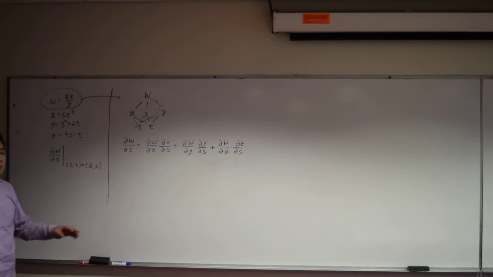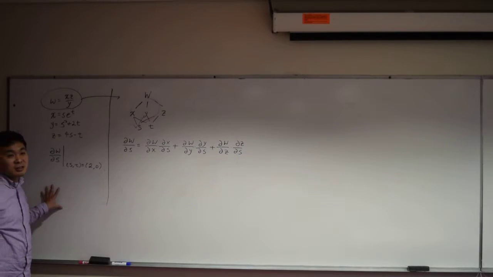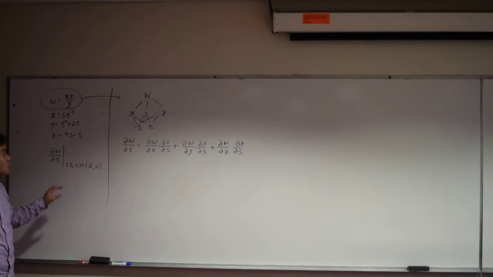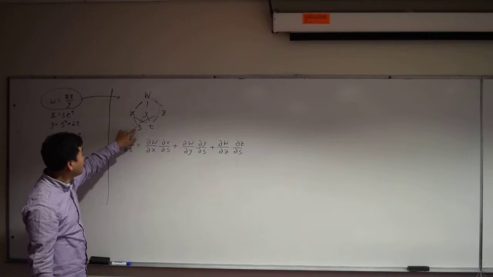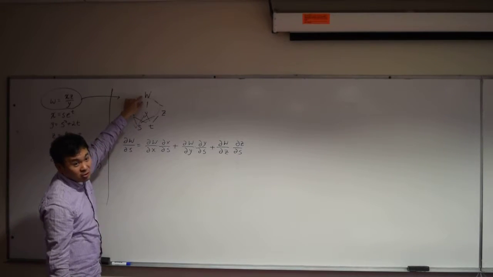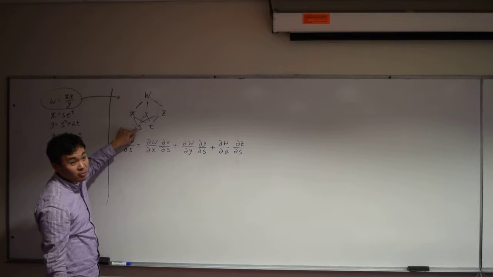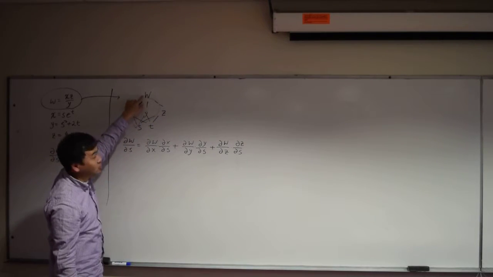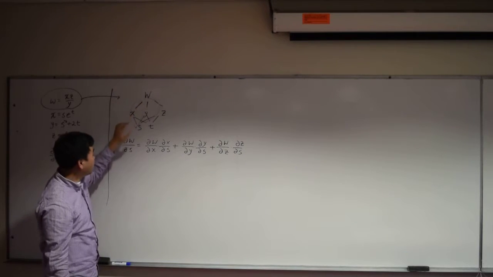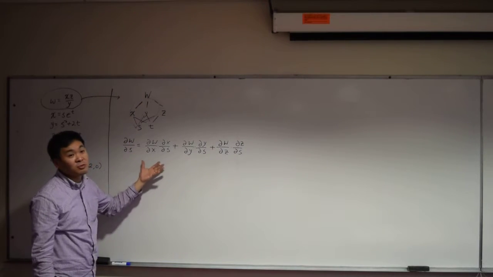But the necessary technique that you really need to know is to be able to first figure out all the paths from one variable to the other. So you call this the independent variable. These are dependent variables, right? So from the independent variable to the dependent variable, and once you figure out all the paths, you have to convert it to a chain rule.